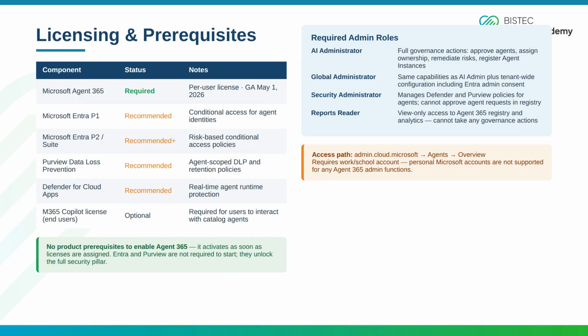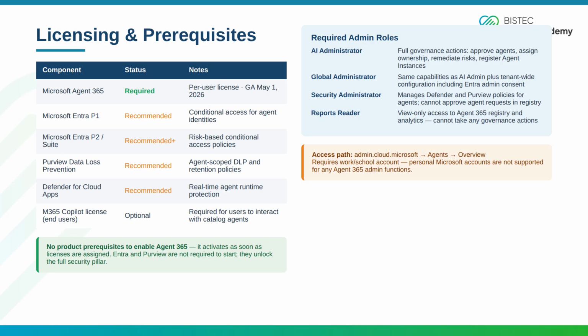Agent 365 licensing is per user. General availability launched on May 1, 2026. The product activates as soon as licenses are assigned. There are no additional product prerequisites to enable it. The full security pillar capability requires additional Microsoft products, though none of them are hard blockers to getting started with the registry and governance workflows.